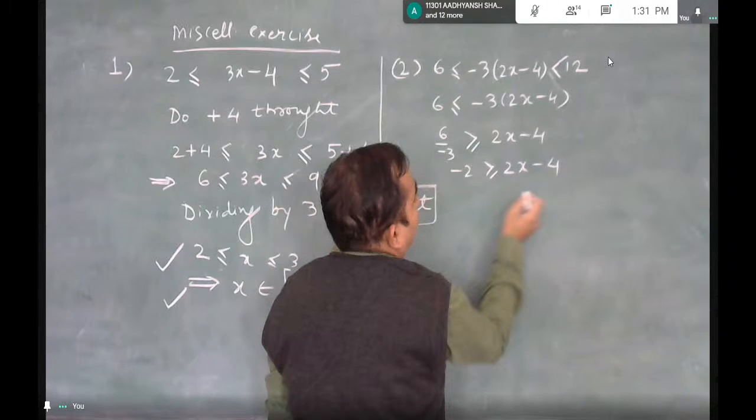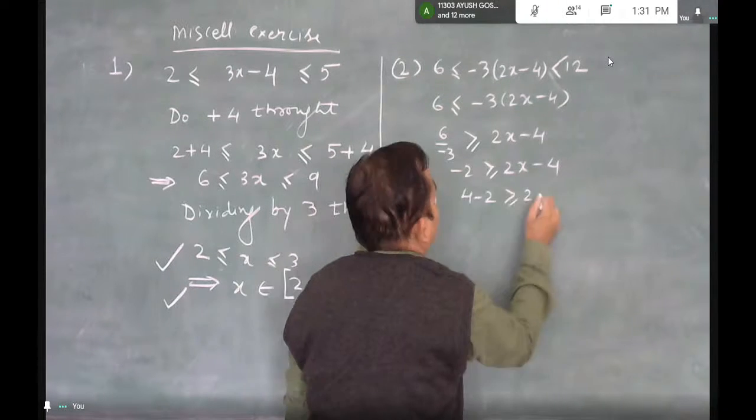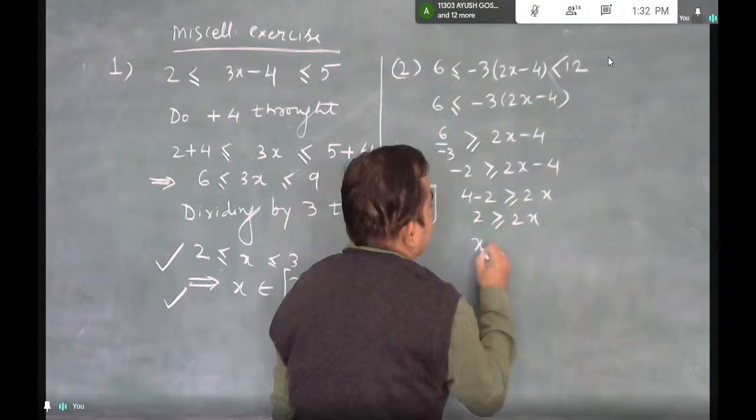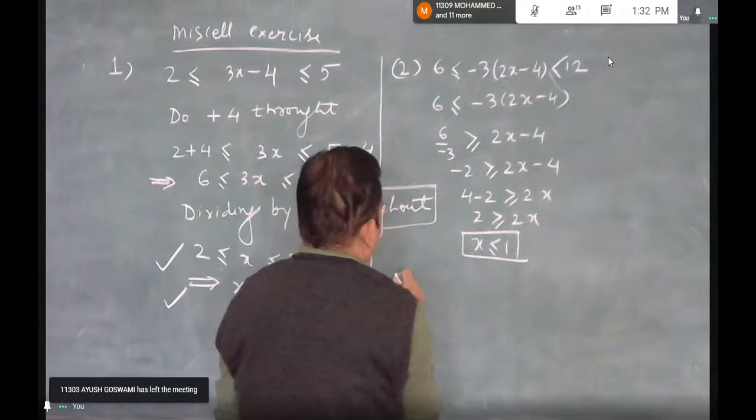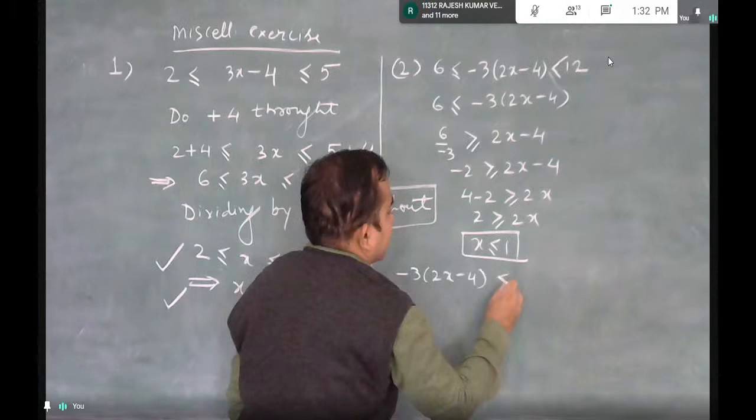Four, let us bring in this side. The 2 get cancelled, x less than or equal to 1. This is one solution. Now take the other thing, minus 3, 2x minus 4 less than 12, strictly less than 12.